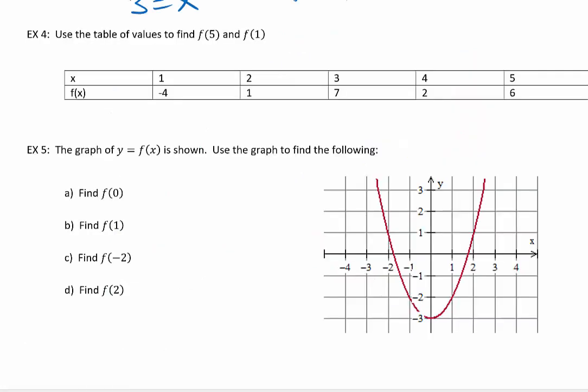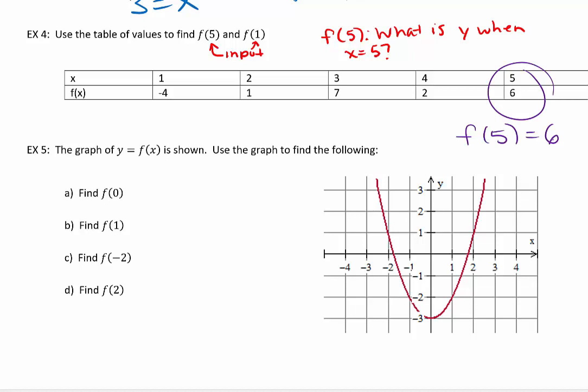We can answer similar questions using tables and graphs. And so if I want to use the following table of values to find f of 5 and f of 1, well, let's start with f of 5. The thing to remember is that the thing inside the parentheses is always the input, or the x. So to find f of 5, I'm basically asking you what is the output, what is y, when x equals 5. I can see in my table of values that if the input is 5, the output is 6, so f of 5 equals 6. I do the exact same thing to find f of 1. If the input or the x is 1, the output is negative 4.